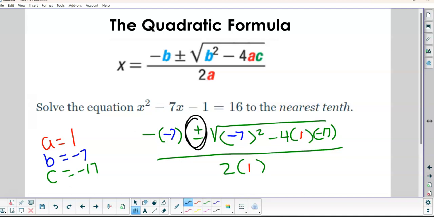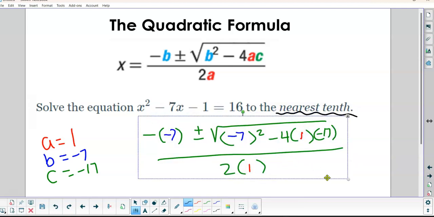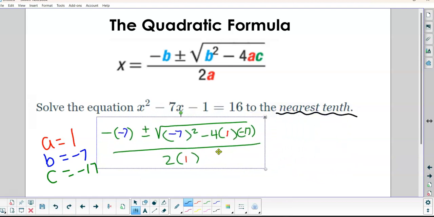Now this right here signifies that there are 2 possible solutions. You cannot find them at the same time. You can only type one operation into your calculator, and then you have to do it again by typing the second operation, so you can find both answers. This one asks us to round to the nearest tenth, so when we're done using our calculator, that's what we're going to do. So I'm going to shrink this down a little bit, move it over here.